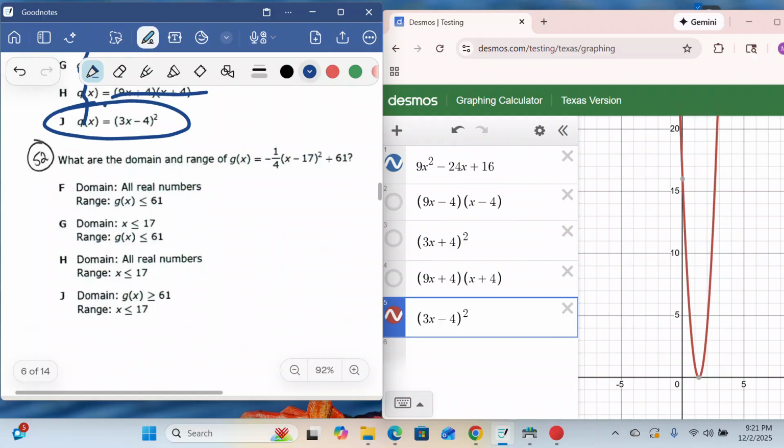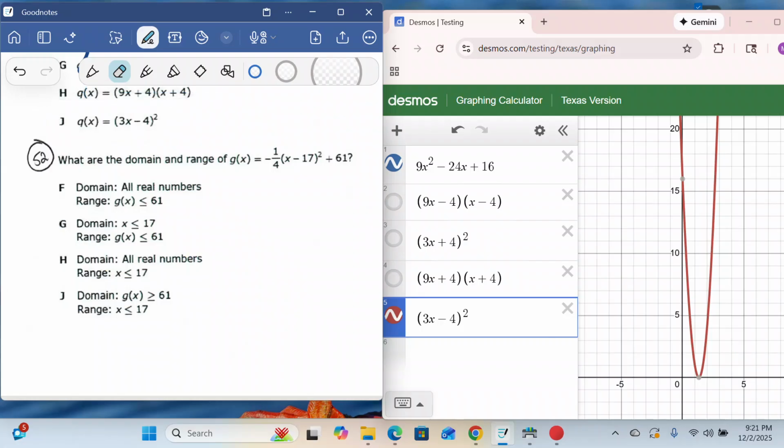So what about this one? What is the domain and range? Again, let me get rid of this right here so we can see the color. My domain is my X, don't forget, and my range is my Y. It's also in alphabetical order. Domain is X and range is Y.